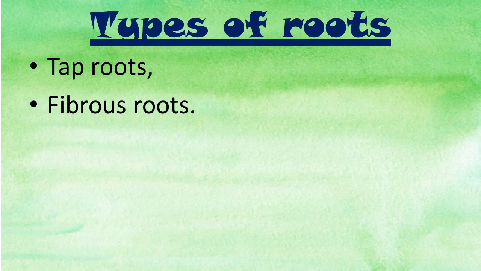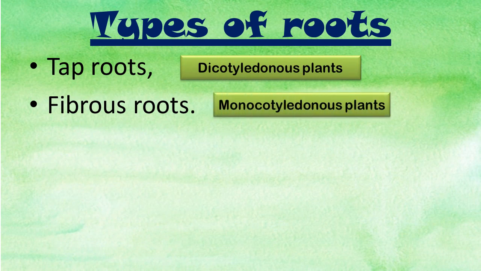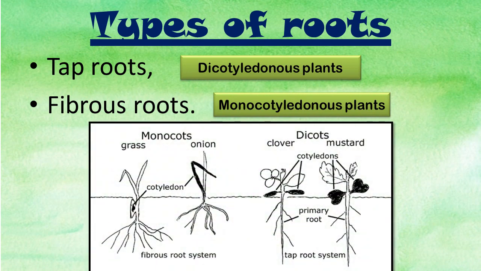Now next are the types of root. There are different types of roots. First is the taproot, and second is the fibrous root. So student, there are two types: taproots and fibrous roots. Dicotyledonous plants have a taproot system, while monocotyledonous plants have fibrous roots. Here I have put pictures of monocot and dicot plants.